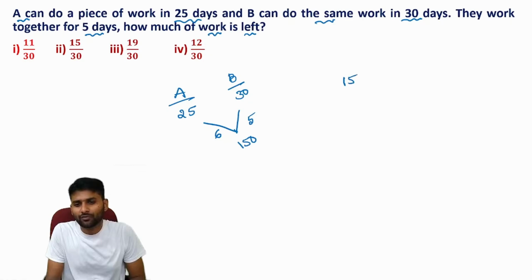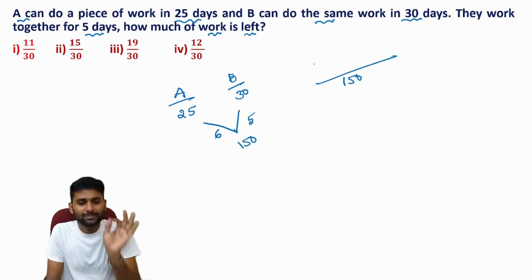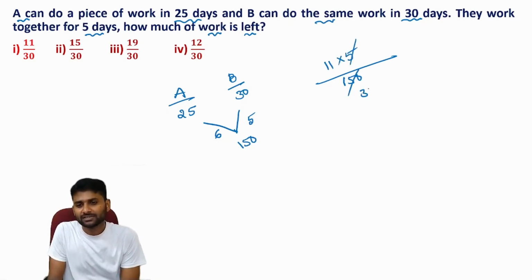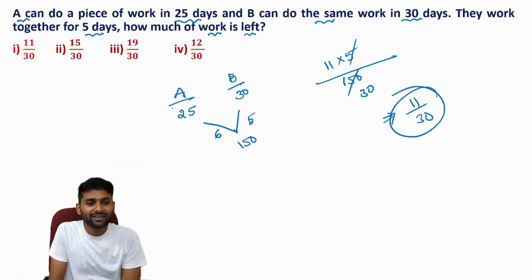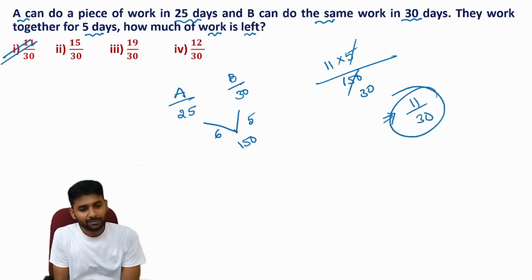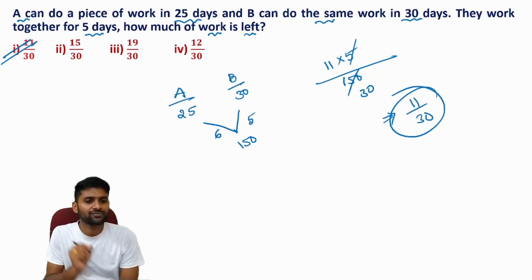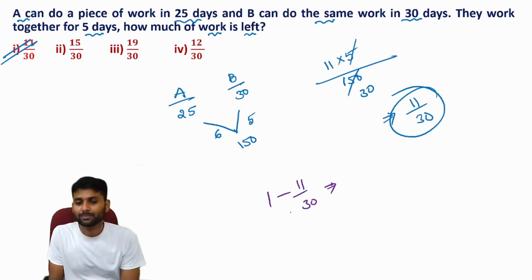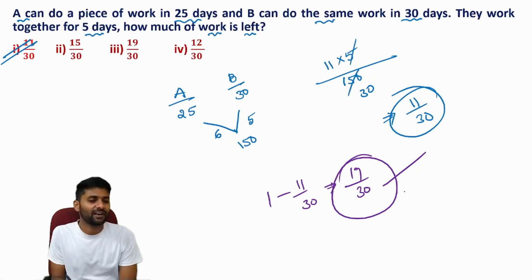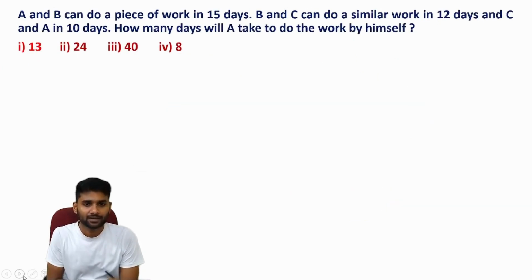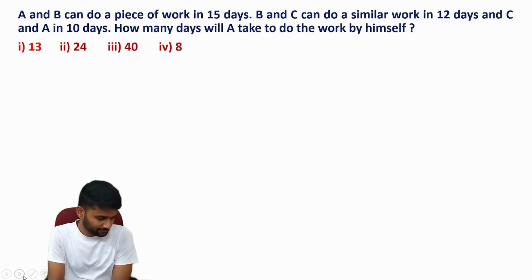Now out of 150 units guys, here we are assigning A and B together, they will complete 11 units per day. We are assigning for only 5 days. So it means in those 5 days, they are going to complete exactly 11 by 30 of the work. Sometimes the question is, after 5 days, how much fraction of work is left? Now your answer is 1 minus 11 by 30. Maybe you can expect the question. 19 by 30 is left after 5 days. Go through this question.